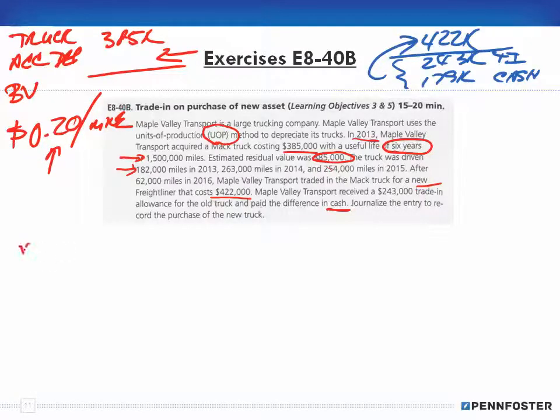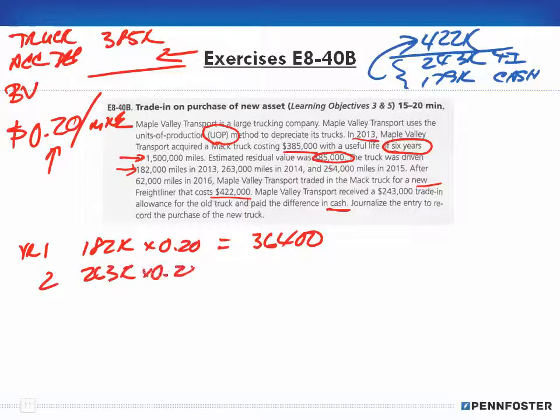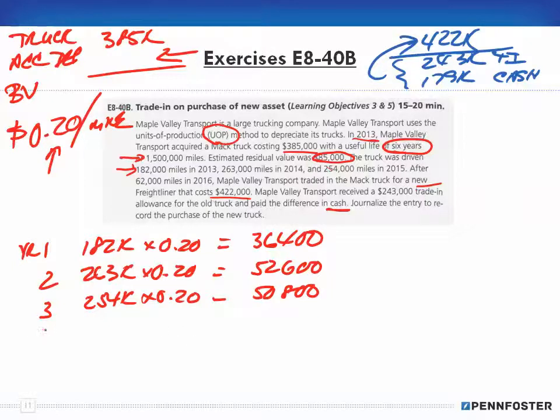So for year one, I have 182,000 miles times 20 cents a mile, and that's 36,400. For year two, I have 263,000 times 0.20, and that ends up being 52,600. For year three, I have 254,000 times 20 cents, and that ends up being 50,800. Year four, I have 62,000 times 20 cents, and that equals 12,400.